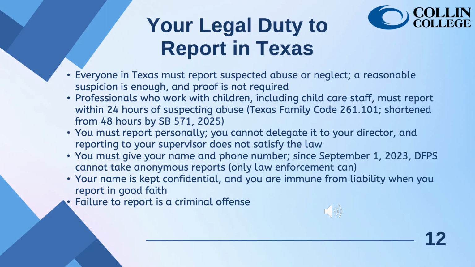A few more essentials. As of September 1st, 2023, the Department of Family and Protective Services can no longer take anonymous reports. So you must give your name and a phone number when you call. Your name is kept confidential by law. Only local or state law enforcement can take an anonymous report. And the law protects you.